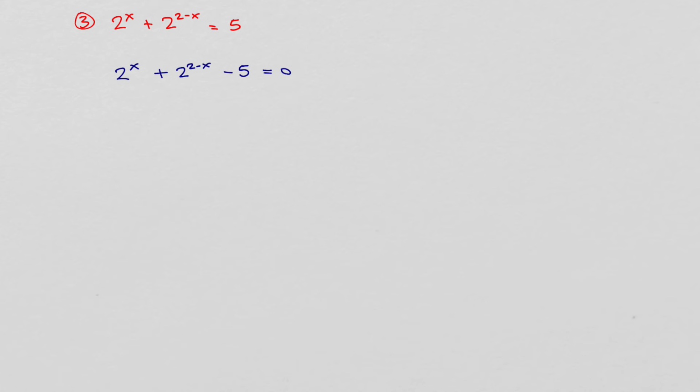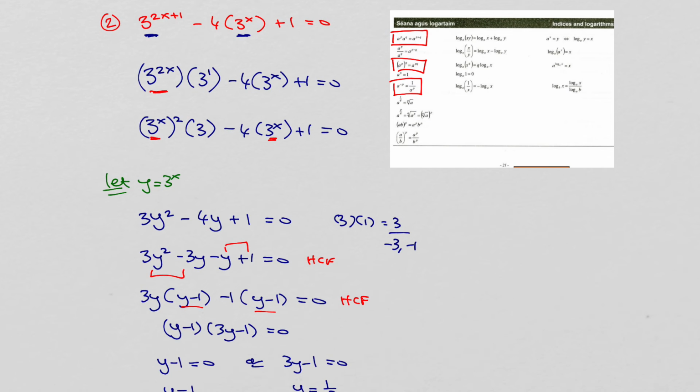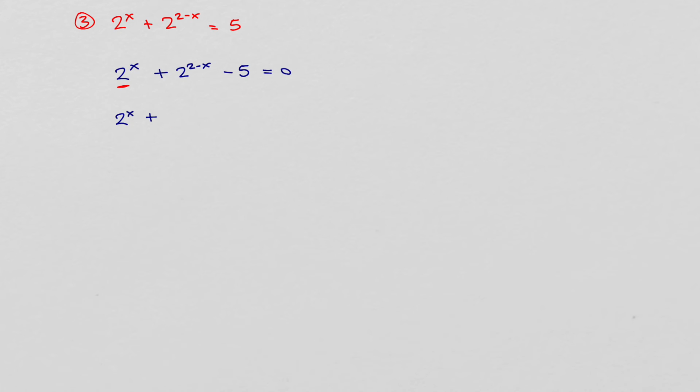Again, I can see I have this term here, 2 to the x, so we're going to let that equal our y. But before we do that, we're going to have to take the second term and write it as 2 to the x as well. So I have 2 to the power of 2 minus x. If I go back to my maths tables, this is our first rule up here, where I'm going to take it and break it into two separate terms. In other words, 2 squared times 2 to the power of minus x.